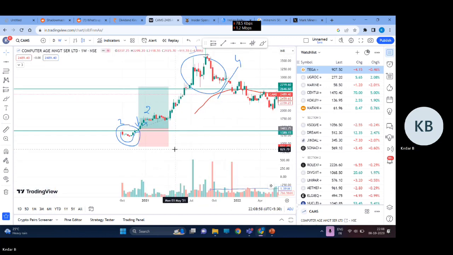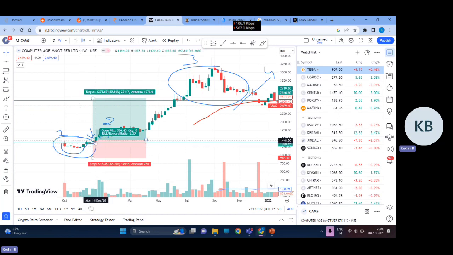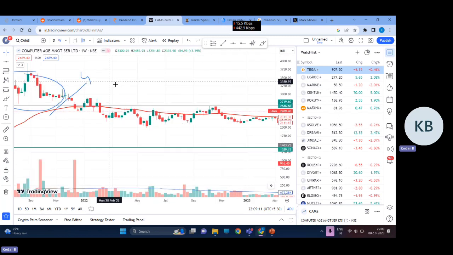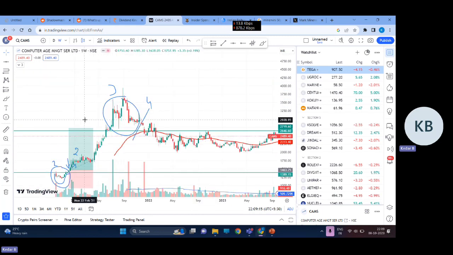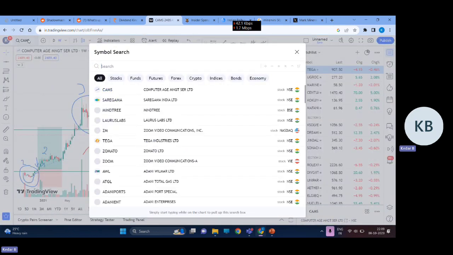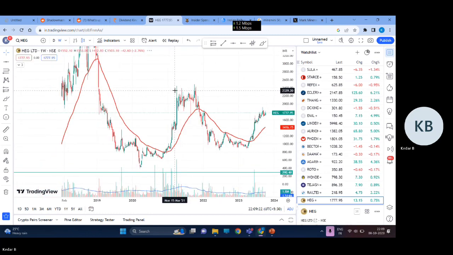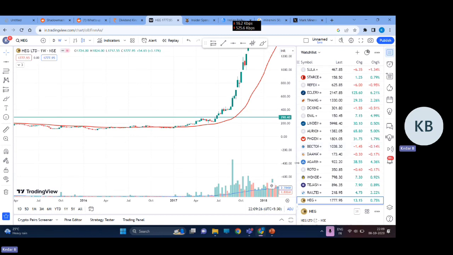See, perfect. Stage one, perfect cup with handle breakout. You bought it here. Made huge gains around here. You can see stage three, and you can see what happened with it after that. When it made a top, it fell, which is why it's so important. Even this HEG, you can see perfect. These are all classic examples.